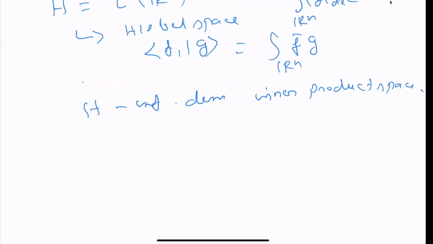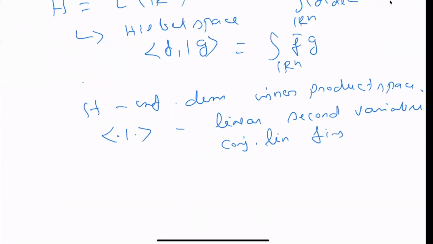You should know what an inner product is, of course. Our inner product is linear in the second variable. Usually in mathematics the inner product is linear in the first variable, but here it's linear in the second variable, and conjugate linear in the first variable. Any vector xi in the Hilbert space is denoted like this.